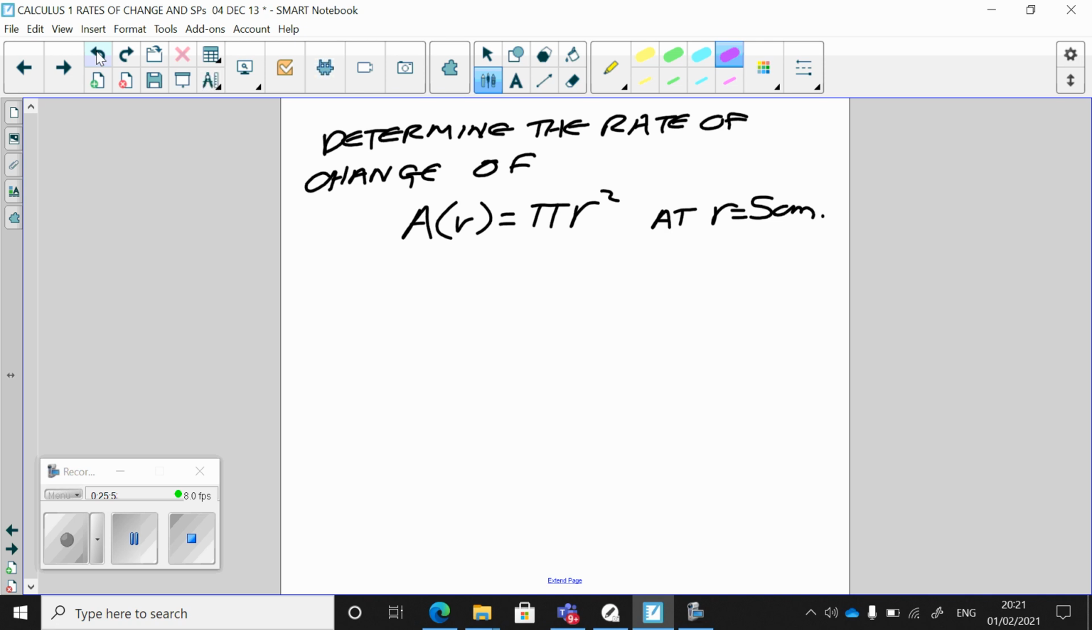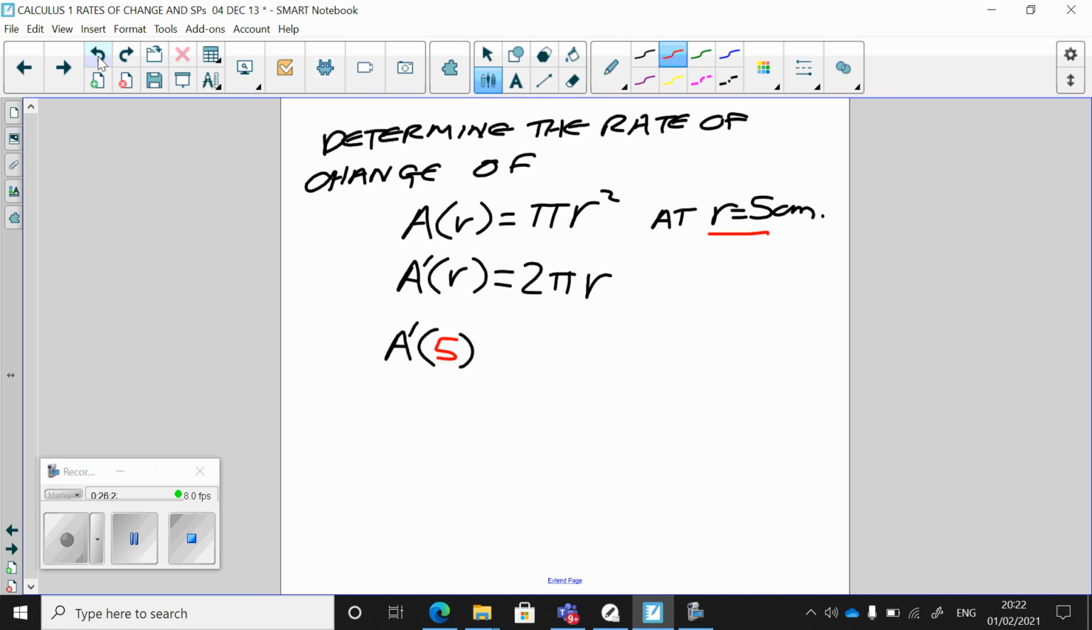Right. Rate of change. I need to differentiate. I'm using a dash. So, how did I get 2 pi r? Oh, that's mathematics. Well, bring the 2 down in the front. Okay. Reduce that 2 by 1. Okay. So all we need to do now is put in the value of r, which is 5.